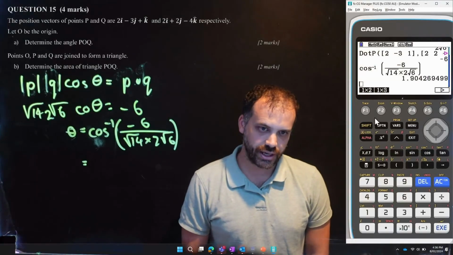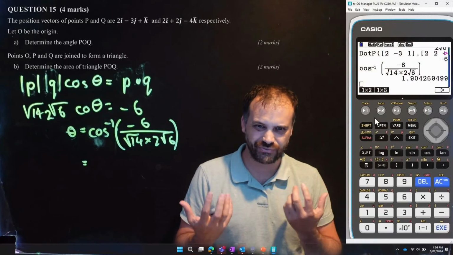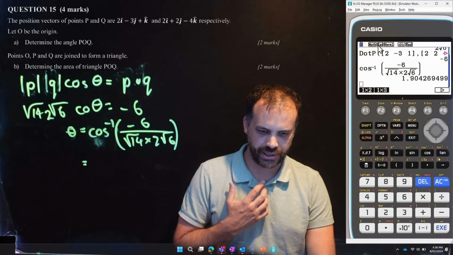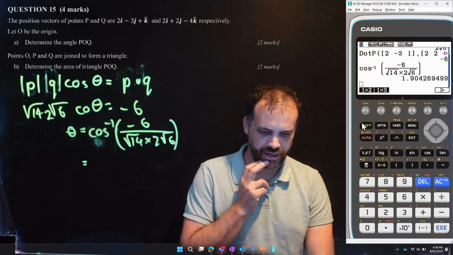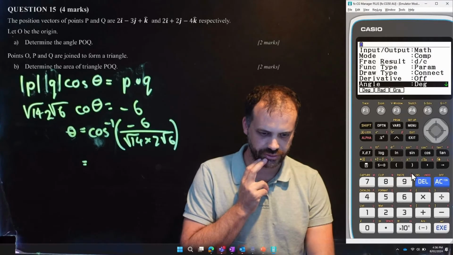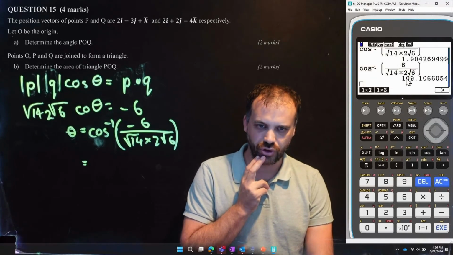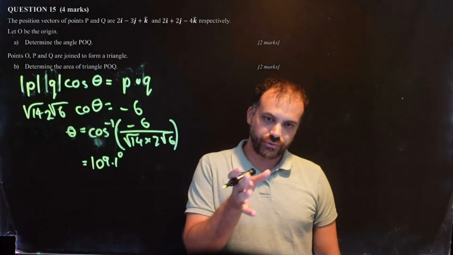So I typed it into my calculator and I get an answer of 1.9, which is obviously a little bit troubling, doesn't feel right. And then I glance up here and I see I am in radians. So let's see what happens if we change our answer to degrees. 109.1. Now that really is the end here.